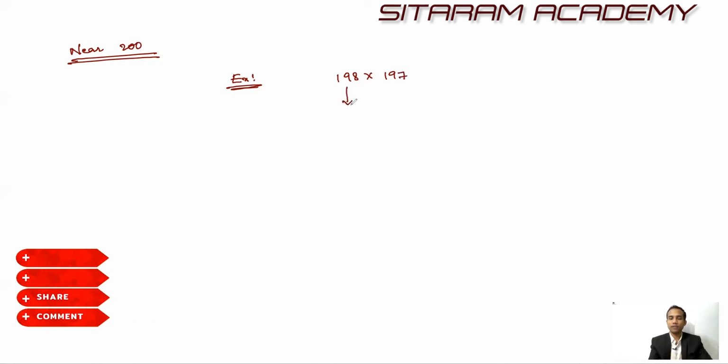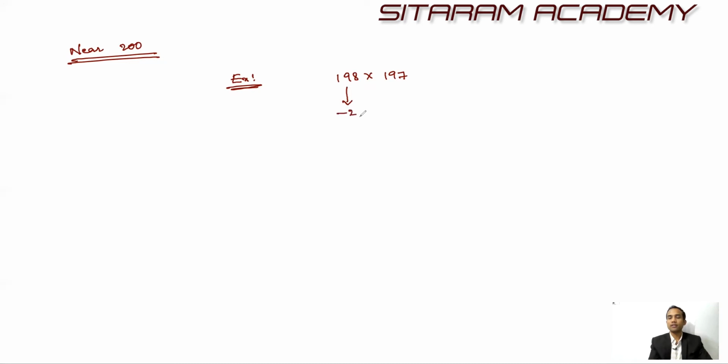Same thing like the first type. This is 2 less than 200 and this number is 3 less than 200. As usual, we will write 197 minus 2, which will be how much? 195. Till here the procedure is the same, but after getting this, we have to multiply it with 2 because the numbers are near to 200 here. So since we are applying that method, we have to multiply it with 2. Please remember this. If you can remember this, the rest of the things will become easy for you.